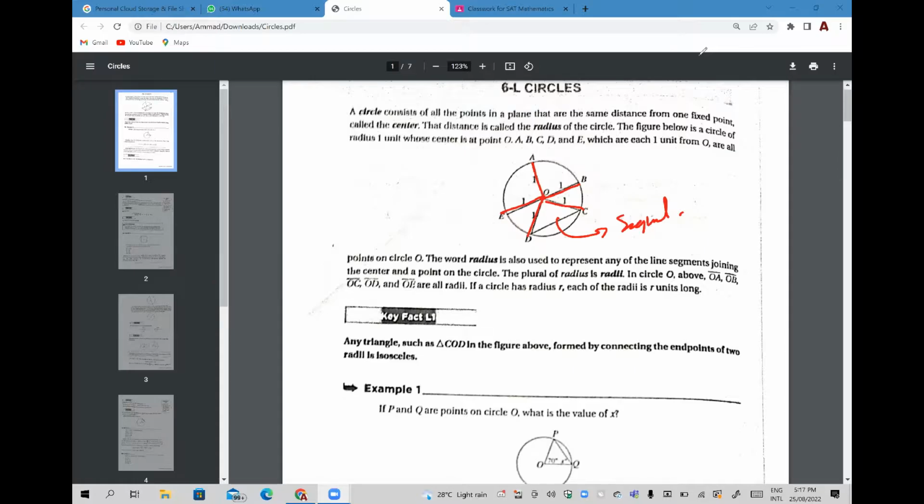So a circle has a vertex, a central point, and if you extend these lines to the edges, they're going to have the same distance. They're also known as the radii of a circle, the radiuses.